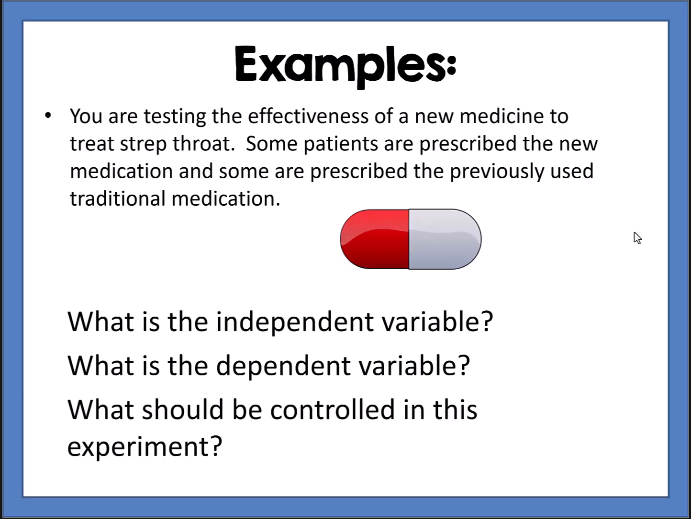And what should be controlled in this experiment? Some controls that they run in medical trials include the age of patients. So you don't want to have necessarily a wide range of ages in your two groups. The severity of the strep throat and the number of days that the medication's taken and things like that. So those are all controls that could be used in that experiment. There are lots of other ones as well.